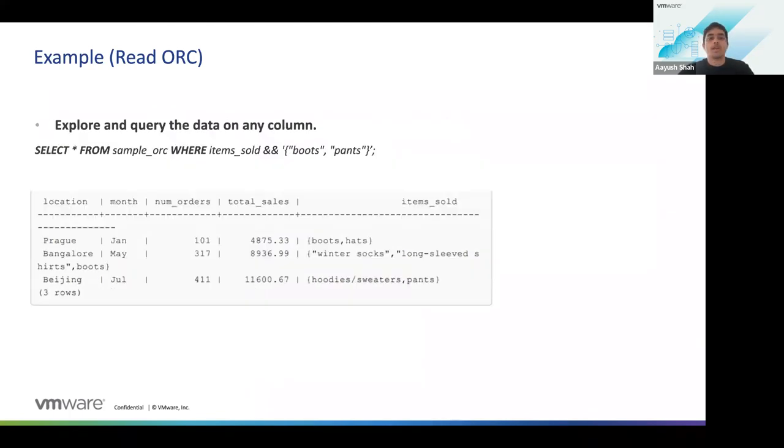We are also able to explore and query the data on any column. So here, for example, we look at rows where items sold include at least one of boots or pants.